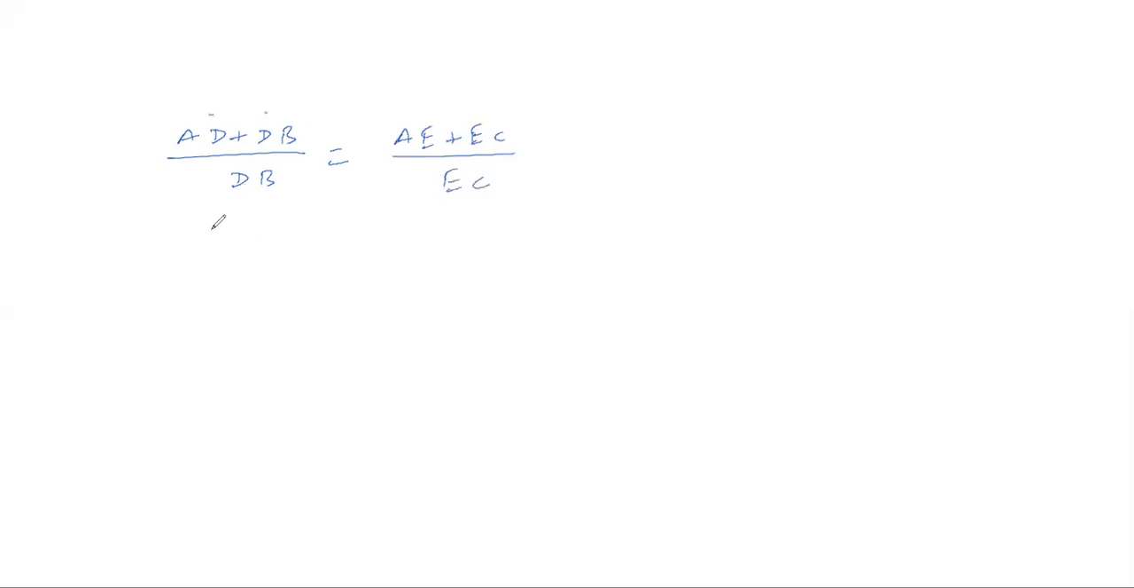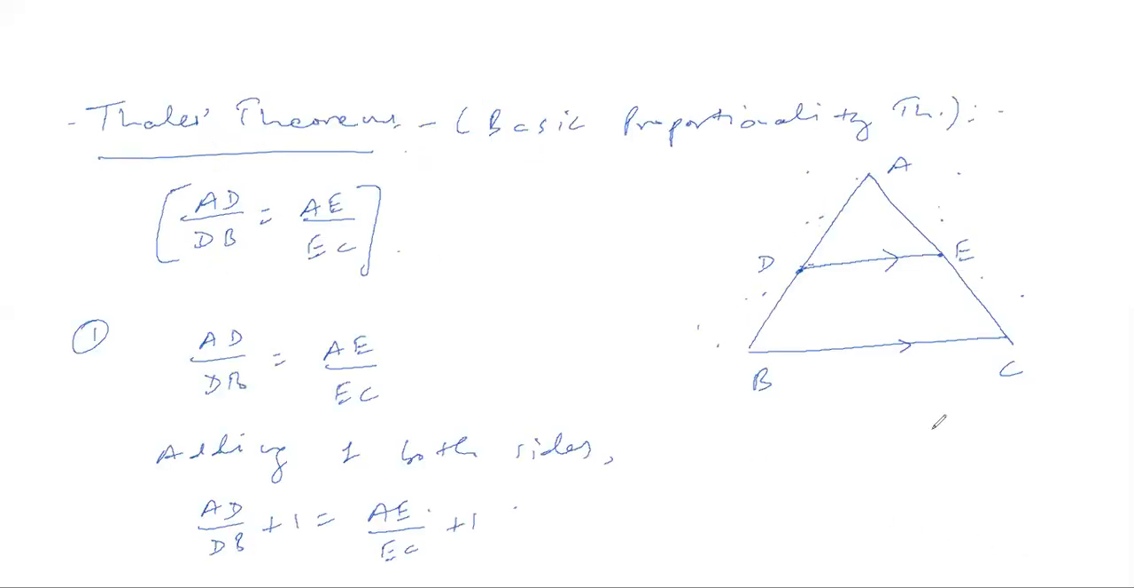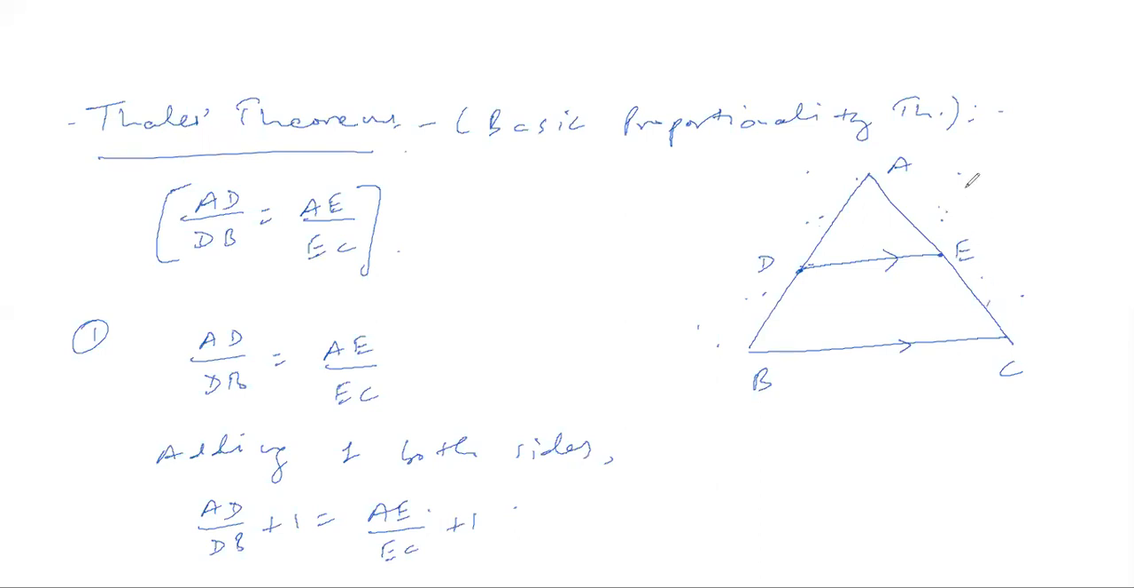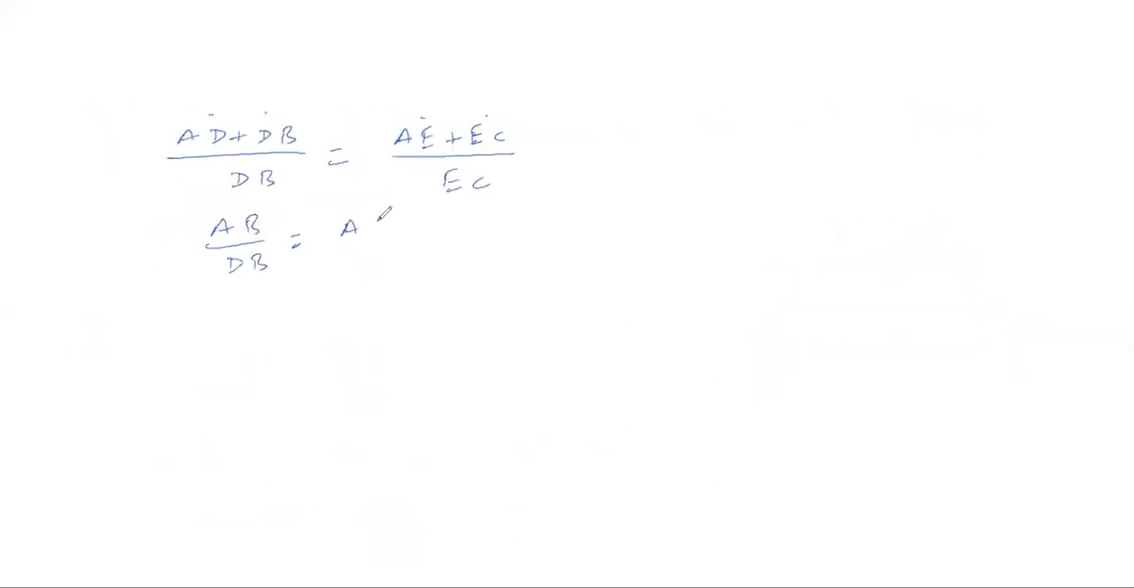AD plus DB will be AB, so upon DB it will be AB, because from the figure you can see this is AB. And AE plus EC, from the figure, will be AC. So we got AC upon EC. Okay, we got it like this. So this is one more result that we can apply as Thales theorem.